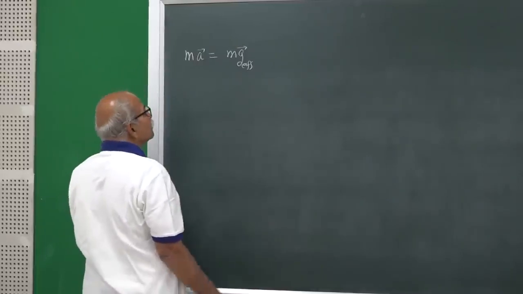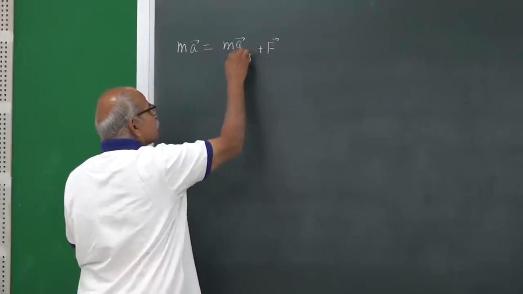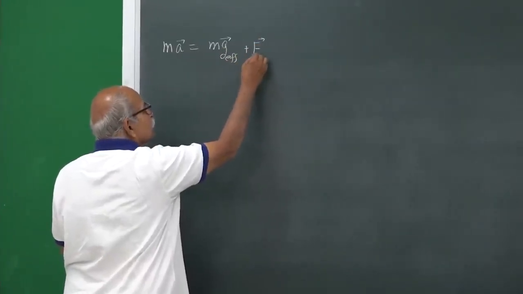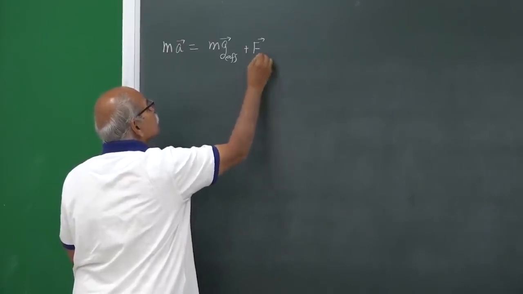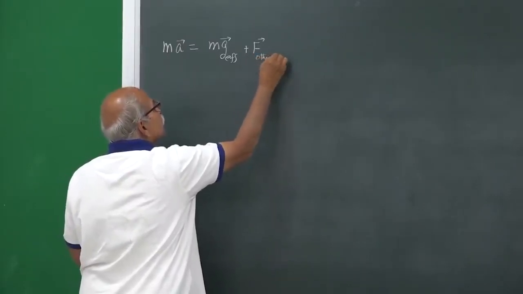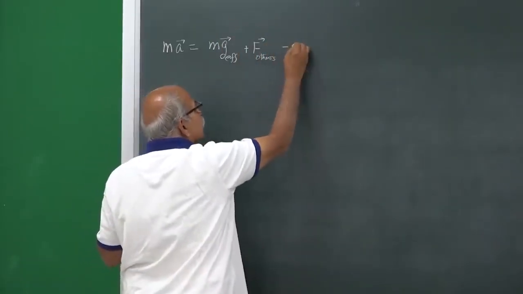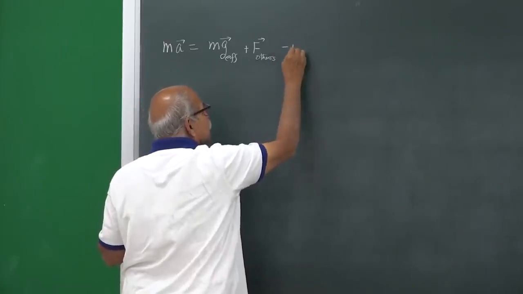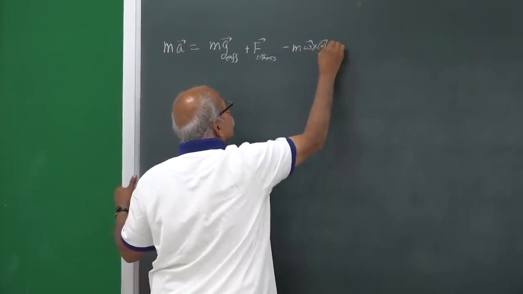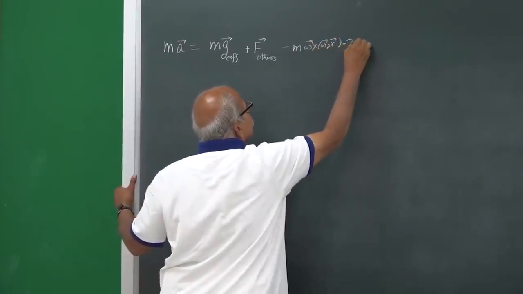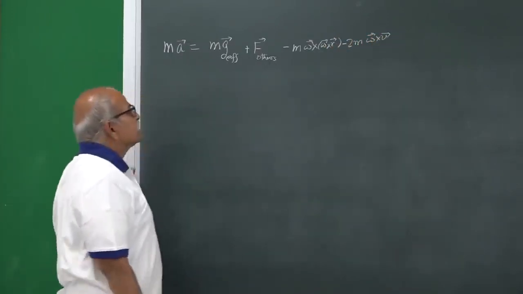Okay. And then any other force that you apply apart from this gravity, let me write others, and then you have the Coriolis forces. So, these are the actual forces, then you have the centrifugal force, m times omega cross omega cross r, and the Coriolis force, minus 2 m times omega cross v. This is basically the equation.